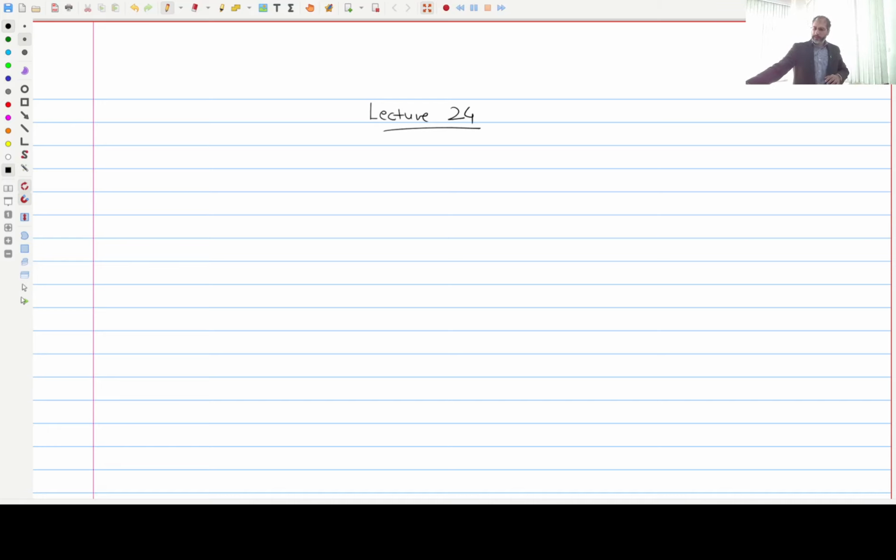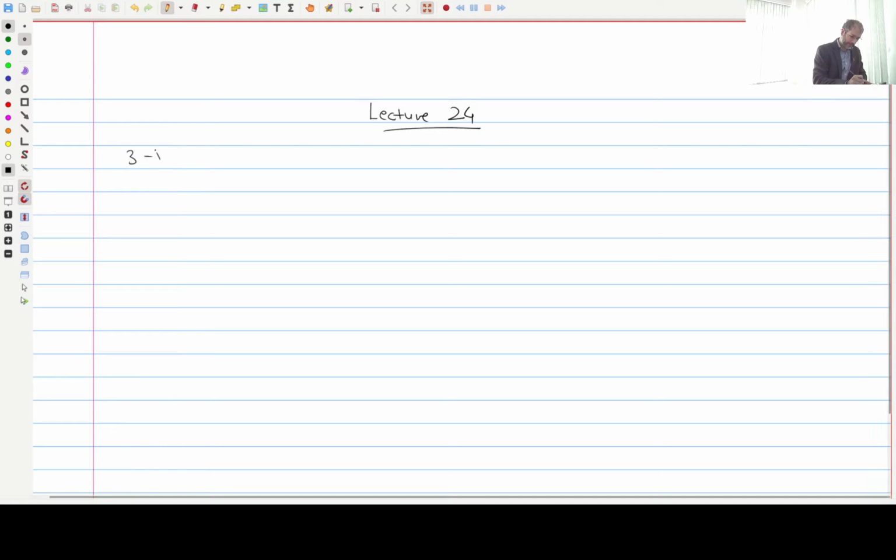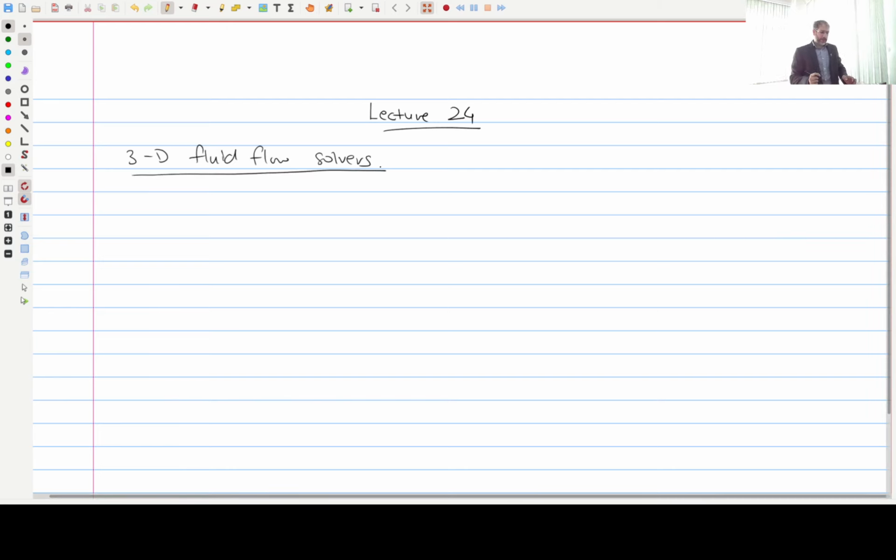Right. So today we'll start with solving actual three-dimensional fluid flow problems. In the previous few lectures, we have talked about the stream function vorticity approach, which is quite effective because that helps us get rid of the pressure field.